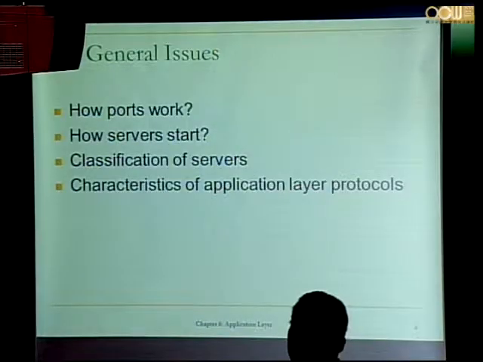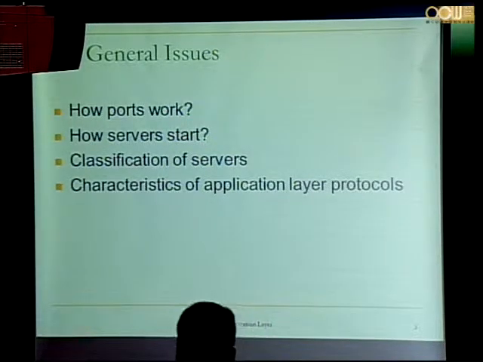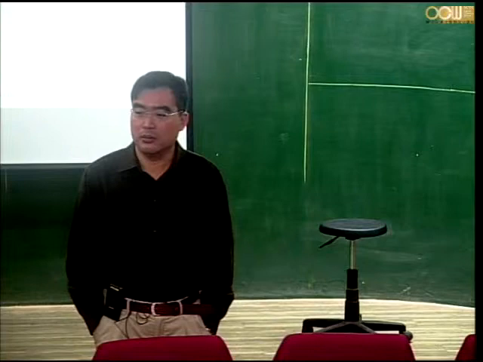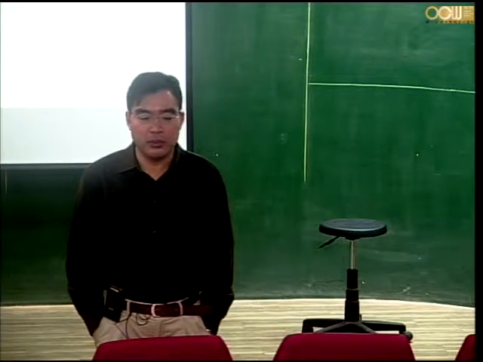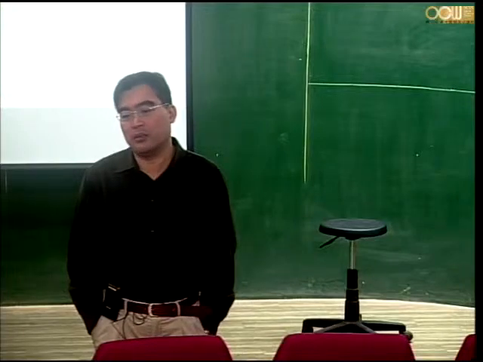And then finally, we talk about the characteristics of application layer protocol messages. So we will see that everything on the application layer is coded in binary, but the messages are mostly coded in ASCII. And we need to know why the application layer messages are coded in ASCII instead of binary.